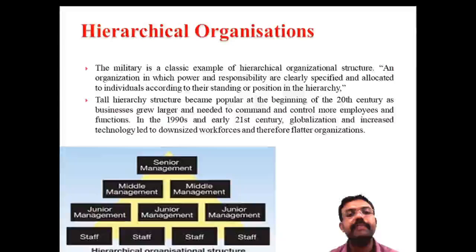In the hierarchical pattern, authority is a very important element. There is an authority and responsibility relationship. The power is supreme. Nowadays we are moving to the flatter organization, and before that there was one type of organization, that is the hierarchical organization structure. This diagram shows an example of the hierarchical pattern of the organization structure.